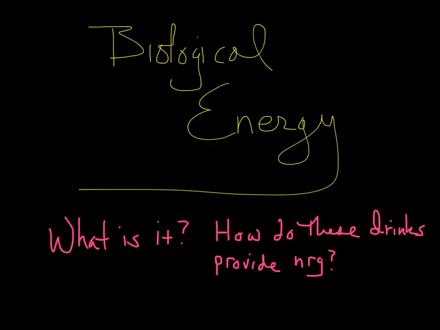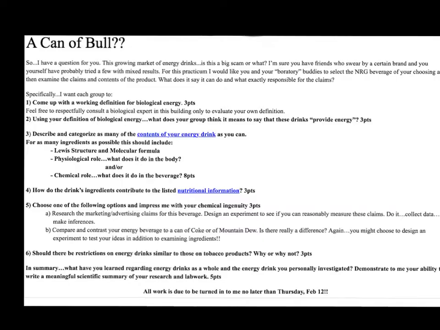The first thing that I see here is that you are going to come up with a working definition of biological energy. It's worth 3 points, and then you're going to use your definition of biological energy to tie it to your energy drink. What does it mean to say that these drinks provide energy? So, what is it, and how do these drinks provide energy? That's the gist of the first 2 points. After that, you could do this in whatever order you want.